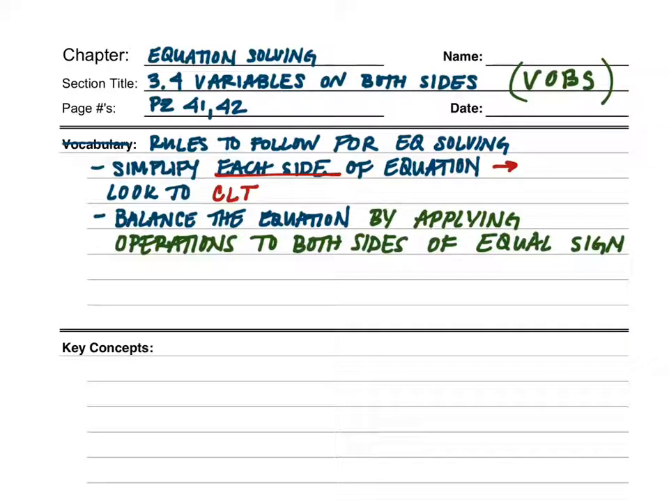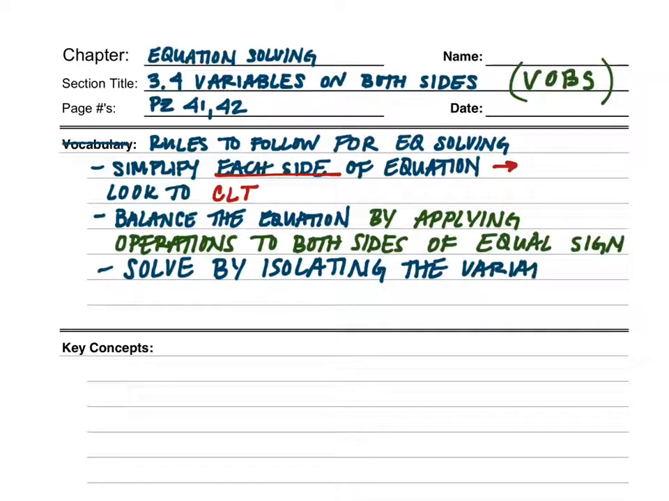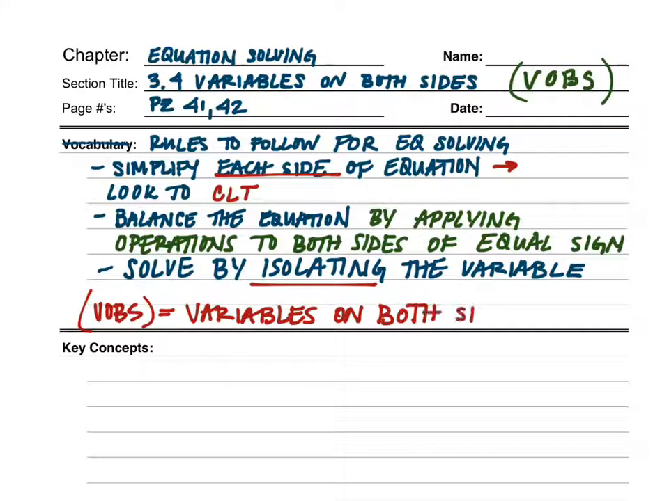The last thing to be aware of is to solve by isolating the variable. And we talk about isolating as a way to get everything else away from that variable. It's all alone. And a reminder for VOBS. So VOBS stands for variables on both sides. So when we talk about this being a VOBS equation, that means that we have multiple variables and it's not a simplifying situation because they're on separate sides of that equal sign.